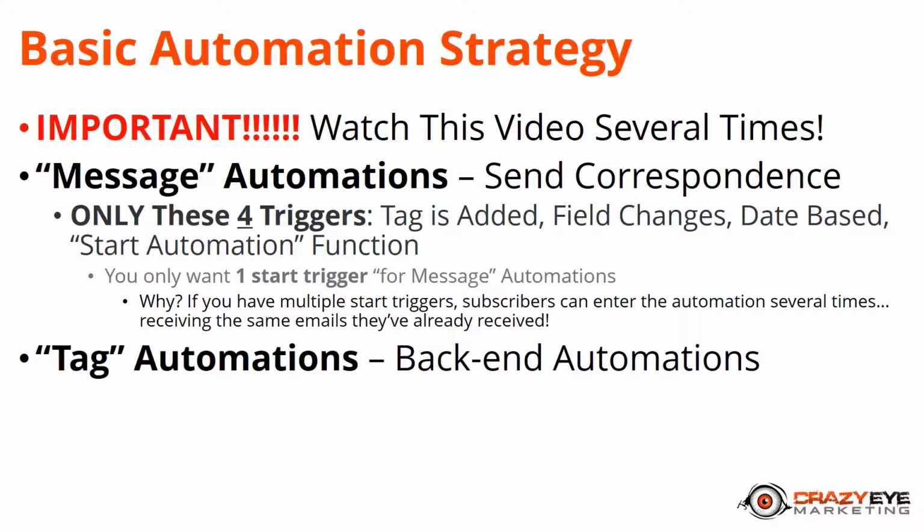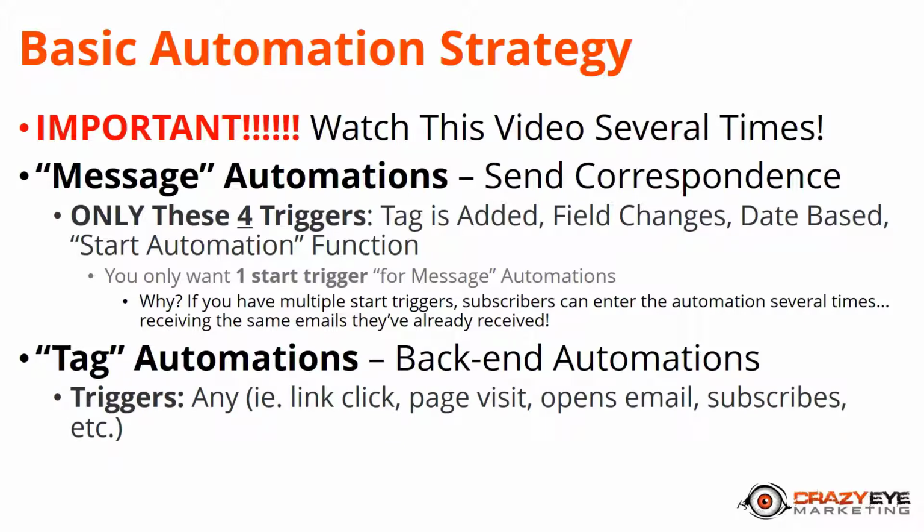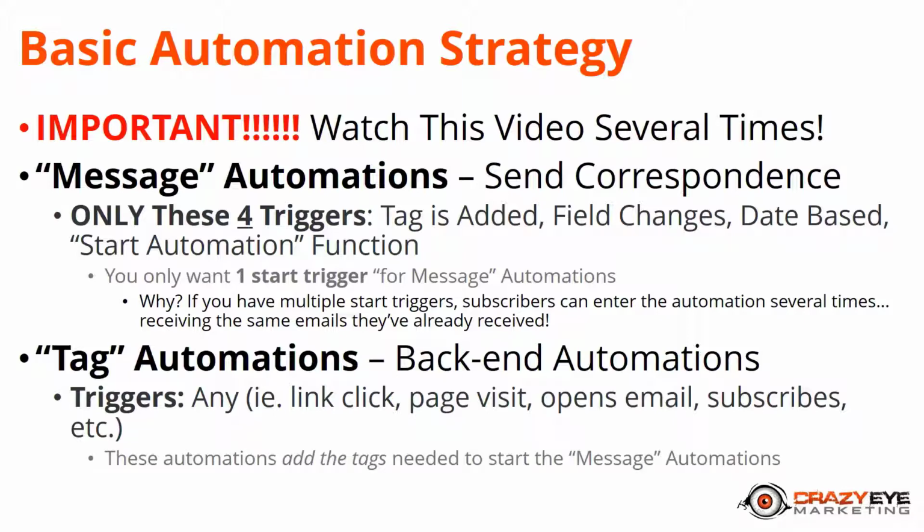So moving on to the tag automations, which again are the back-end automation. For the triggers, it could be anything. Anything could trigger these tag automations. For example, link clicks, page visits, opens an email, subscribes to a list, or any other reason you want to start this tag automation. And basically these automations add the tags needed to start the message automations. So let me say that one more time. These tag automations add the tags needed to start the message automations which send the messages.